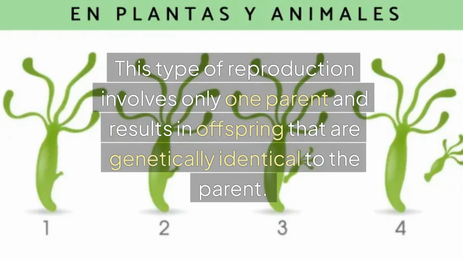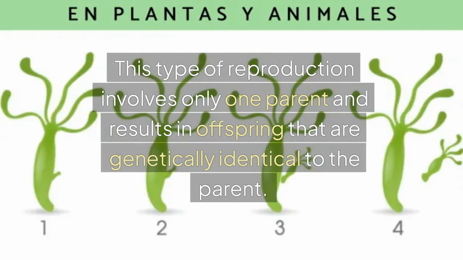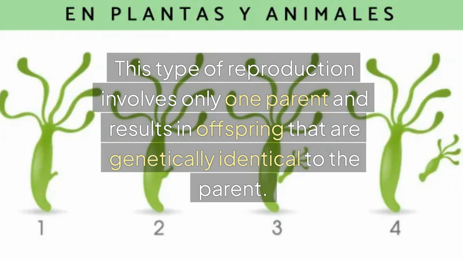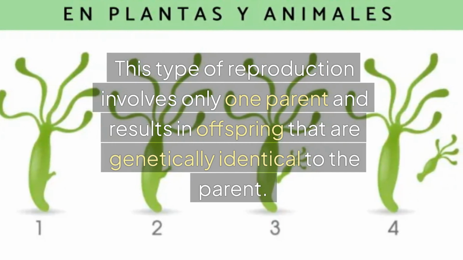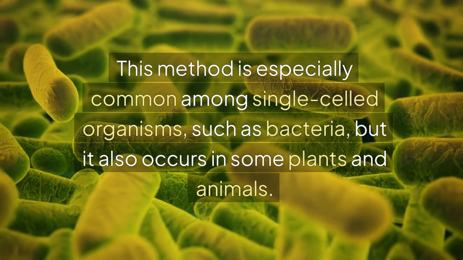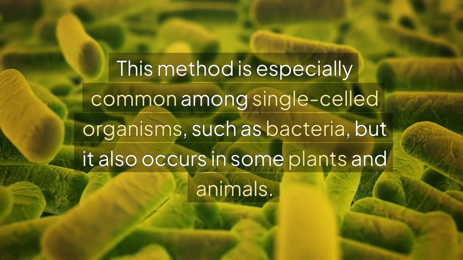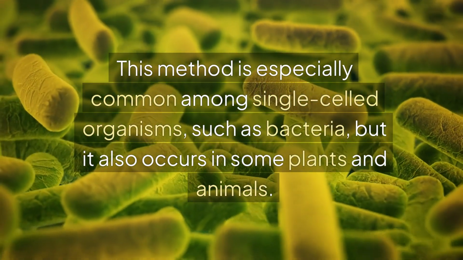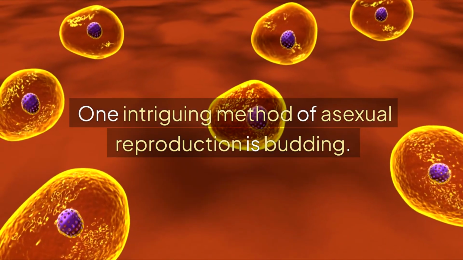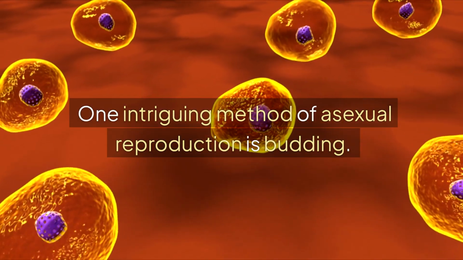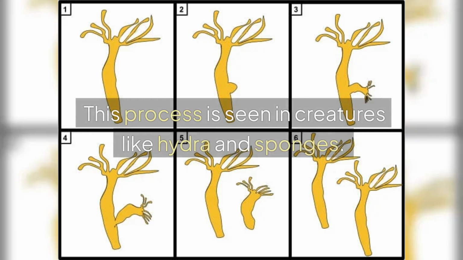This type of reproduction involves only one parent and results in offspring that are genetically identical to the parent. This method is especially common among single-celled organisms, such as bacteria, but it also occurs in some plants and animals. One intriguing method of asexual reproduction is budding. This process is seen in creatures like hydra and sponges.